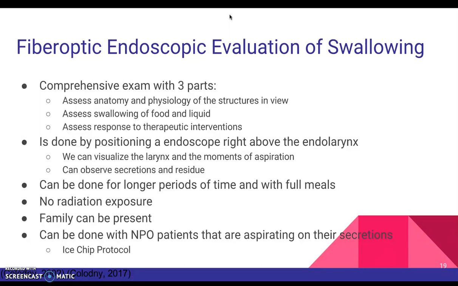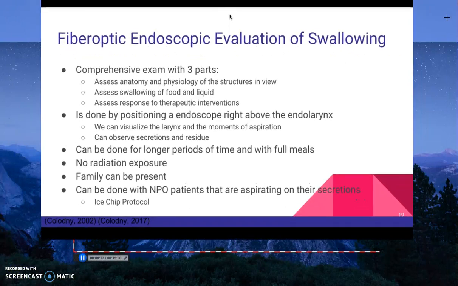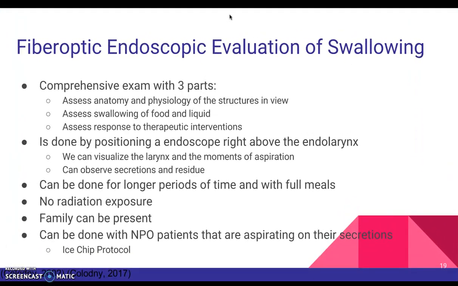This is done by positioning an endoscope right above the endolarynx. You could visualize the larynx and the moments of aspiration. You could see the secretions, the residue. It can be done for longer periods of time with full meals and has no radiation exposure. This is also nice, the family could be present. Sometimes families are a little bit in denial, and this allows them to see the actual deficits and moments of aspiration. This can be done also with NPO patients, unlike the VFSS.